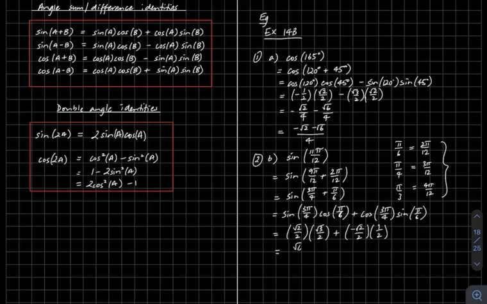So what's that? Root 6 over 4, and that's going to be minus root 2 over 4. Root 6 minus root 2 over 4. Alright, so there's a couple of examples of how we can use our angle sum and angle difference identities.